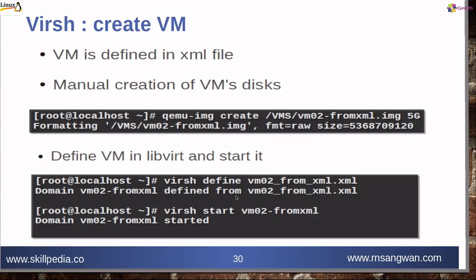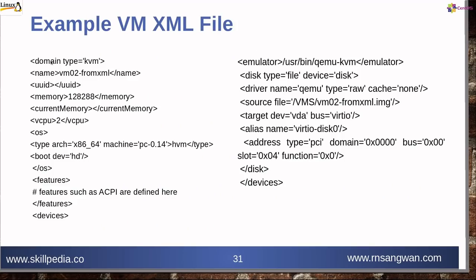And then you are going to create the virtual machine by simply using the command virsh start and the name, like VM02 from XML. And what is that XML file? This is the XML file. Domain type KVM, VM02 from XML is the name given. UUID we don't know. Memory 128 GB, or 128 MB, sorry. Memory, okay. 2 CPUs, architecture, then disk, the features. And the important point is the emulator, that is qemu-kvm.